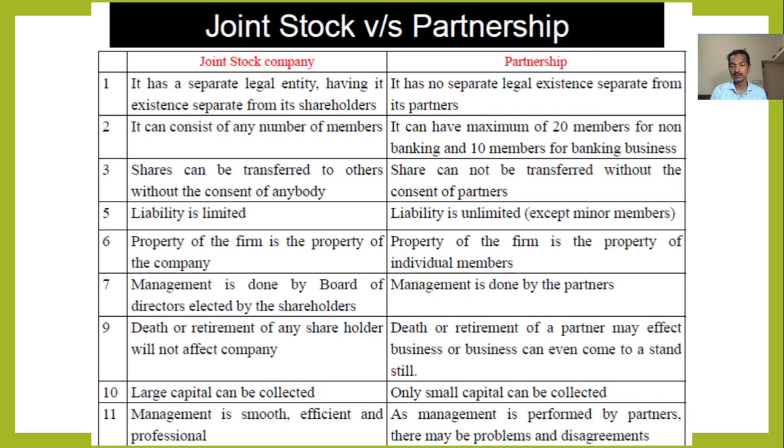separate from its partners. In case of joint stock company, it can consist of any number of members, unlimited members. But in case of partnership firms, it can have a maximum of 20 members for non-banking organizations, and 10 for banking business, maximum.